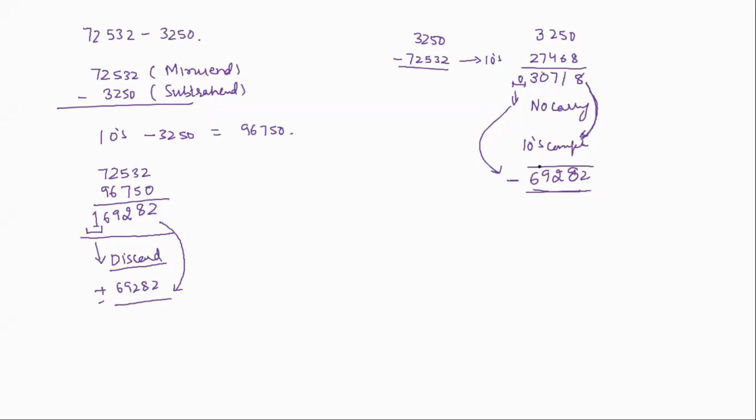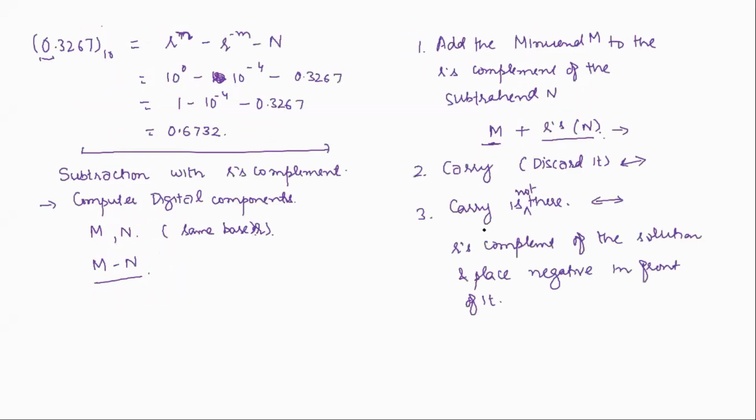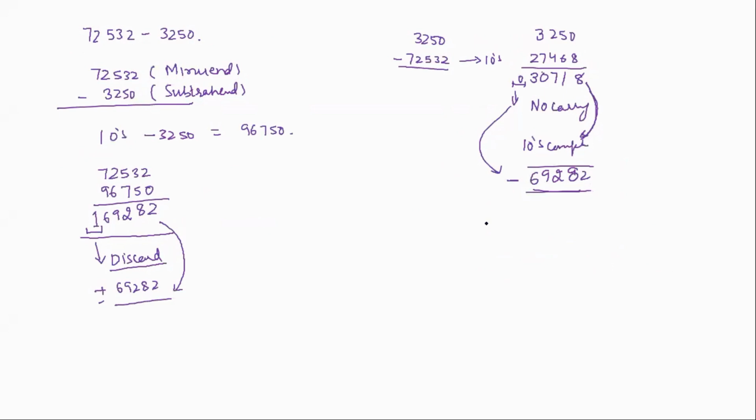But as already told you, if there is no carry, then the solution will be the r's complement of the result, and a negative sign in front of this. So this is your solution, minus 69282. Okay. So I hope you understand this.